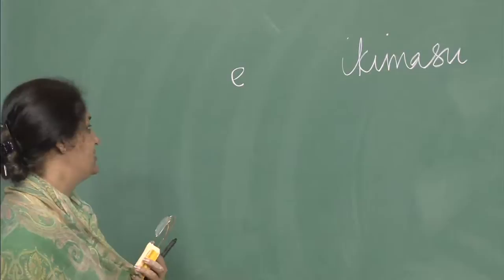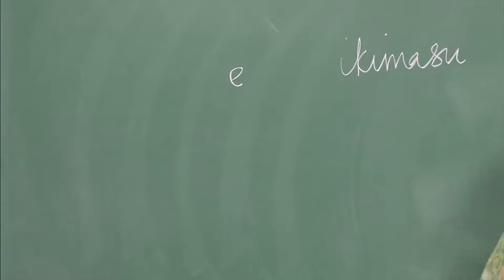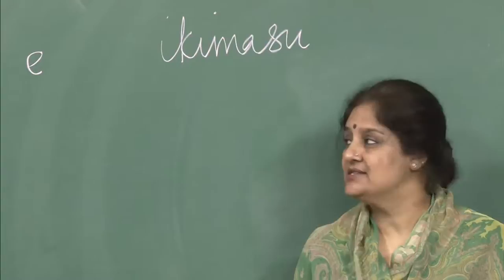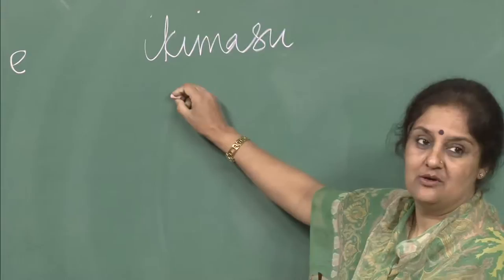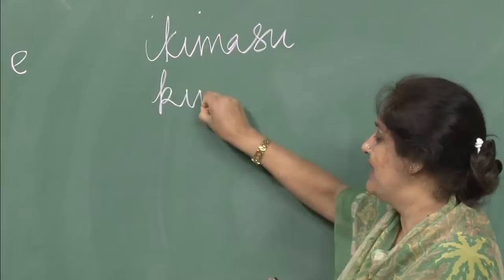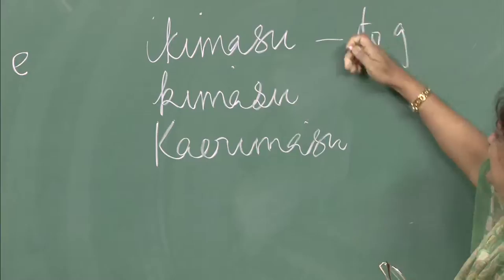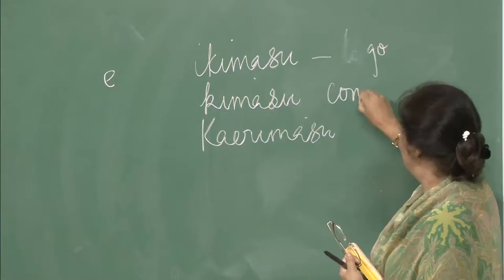Now particle e is used with motion verbs and shows movement in a certain direction, movement towards a destination or towards your goal. Particle e is to be used with motion verbs. Now three motion verbs which we are going to do here are ikimasu, kimasu and kaerimasu. Now ikimasu means to go, kimasu means come, and kaerimasu means to return.